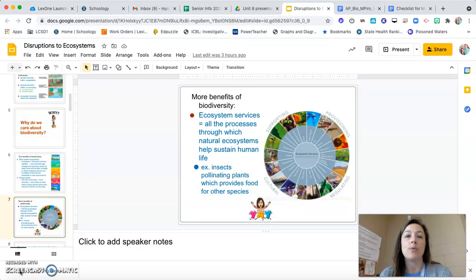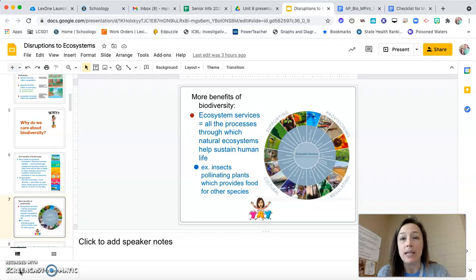The next is what we call ecosystem services. And this is all of the stuff that the world does just for you for free. So it's the water cycle cleaning your water. It's the pollinators pollinating all the fruits and vegetables so we have food to eat. It is all the plants producing oxygen so you have oxygen to breathe. And all of that's happening for free.